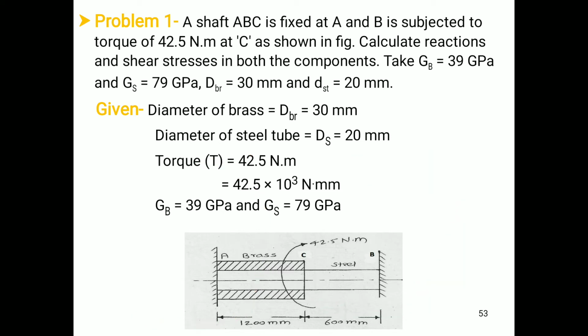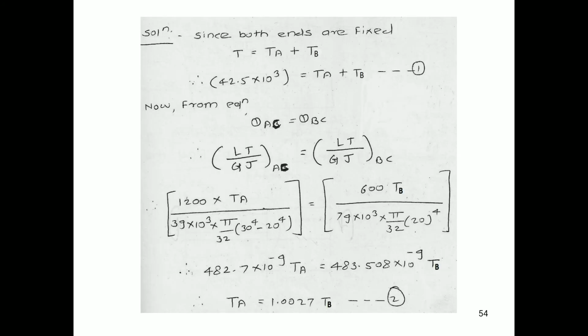So the torque at C will be equal to TA plus TB. This is the first equation. As given in the numerical, the total torque is 42.5 into 10 raised to 3 Newton mm, which is equal to TA plus TB. Equation number 1.